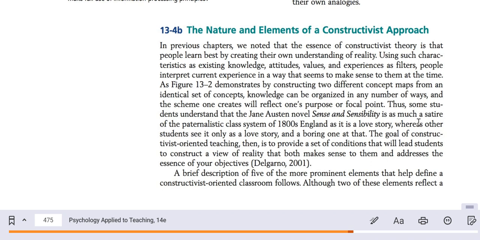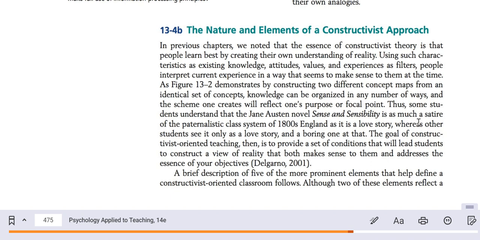As Figure 13.2 demonstrates, by constructing two different concept maps from an identical set of concepts, knowledge can be organized in any number of ways, and the scheme one creates will reflect one's purpose or focal point. Thus, some students understand that the Jane Austen novel Sense and Sensibility is as much a satire of the paternalistic class system of 1800s England as it is a love story, whereas other students see it only as a love story, and a boring one at that.